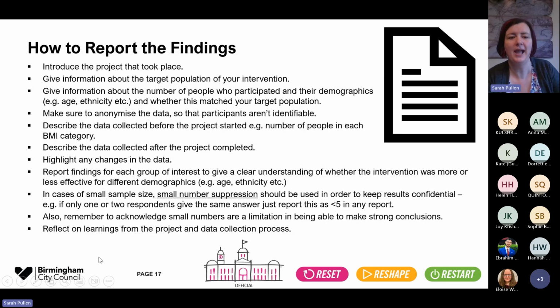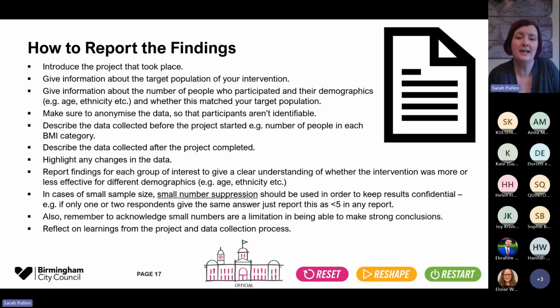So how to report the findings. Within your report, there'll be other guidance linked to the toolkit as well, but it's important to introduce the project that took place, give information about who your target population of the intervention was, and then also give information about the number of people who did actually participate and their demographics. So that can be things like age and ethnicity, and whether this matched your target population or not.